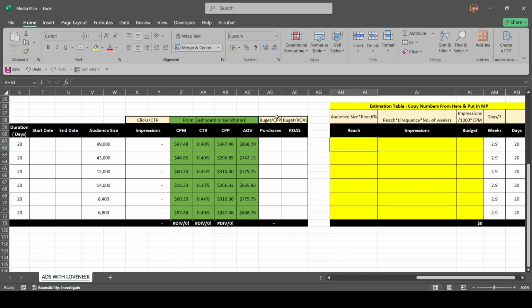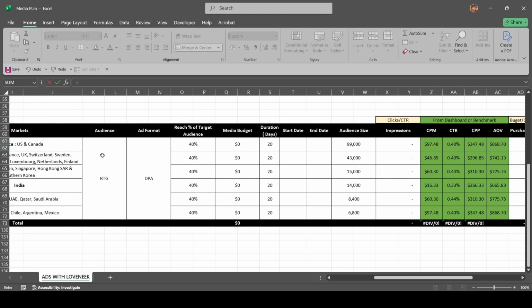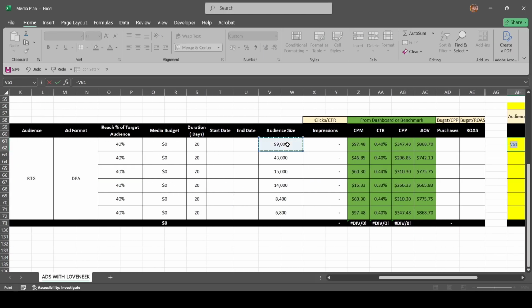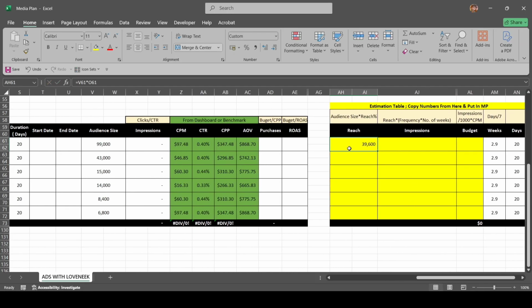Now, similarly, as we calculate the reach in awareness phase campaigns and traffic phase campaigns, we will do the same in conversion phase campaigns as well. So, reach will be audience size multiplied by the percentage of audience we want to reach, which is in our case 40%. So, we will have our reach here.